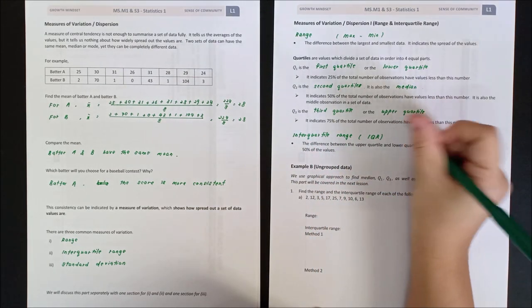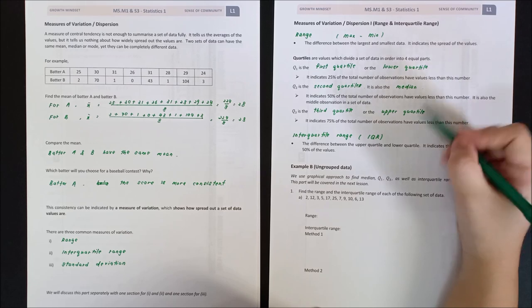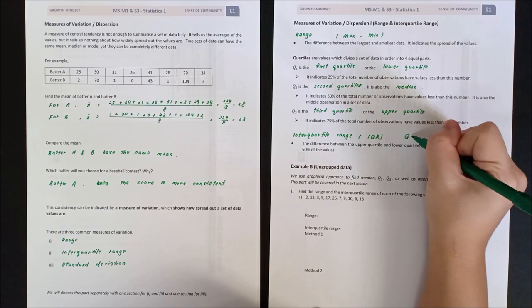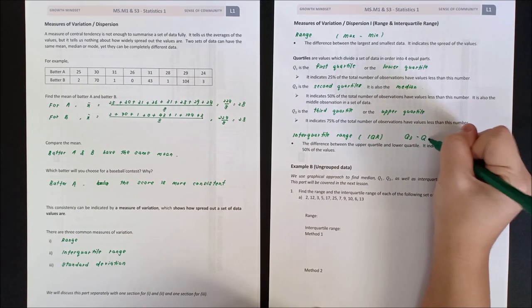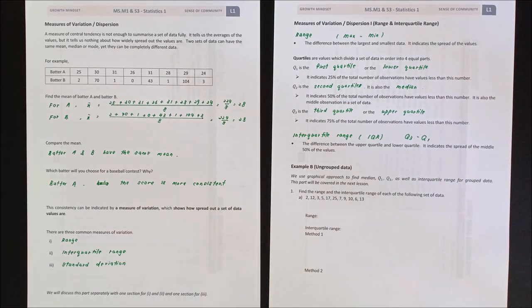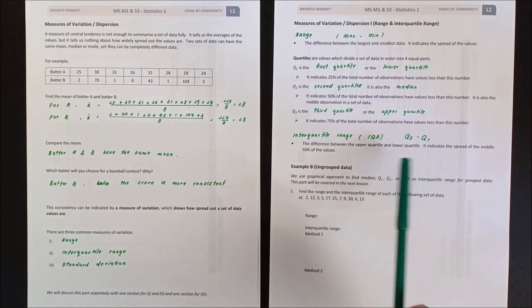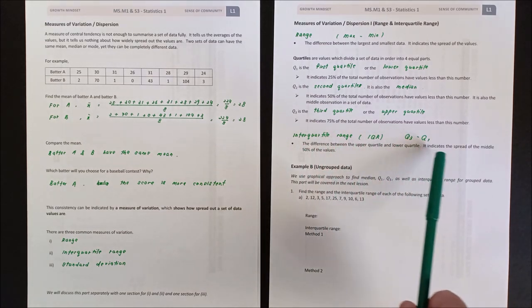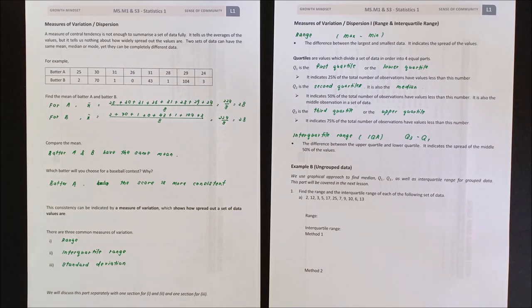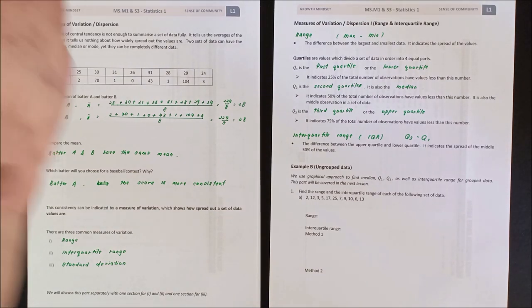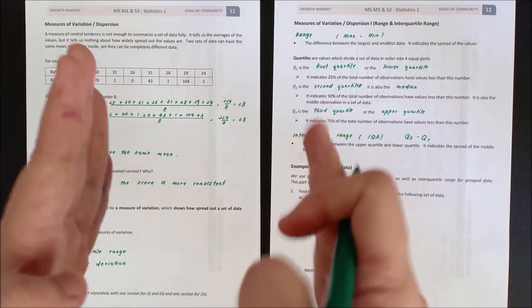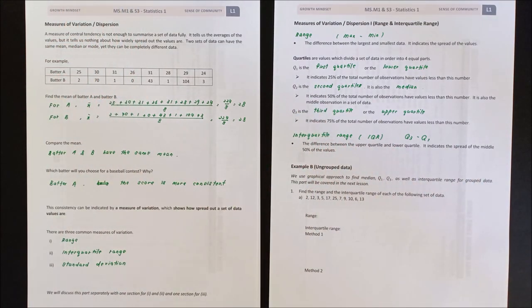So how do we find this? The difference between upper quartile and lower quartile, which means Q3 minus Q1. So for you to find the interquartile range, you need to find Q3 and Q1, then only you can find your interquartile range. This interquartile range indicates the spread of the middle 50% of your values, because it's the spread between your Q1 and your Q3. So it's like the middle 50%.